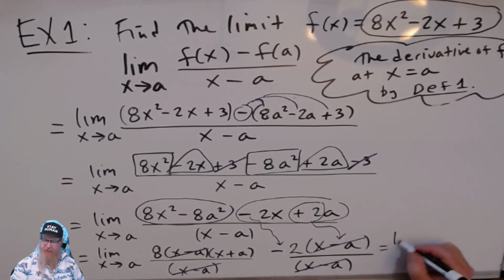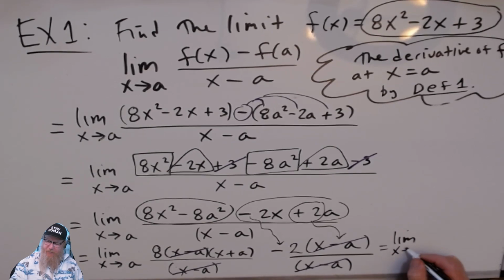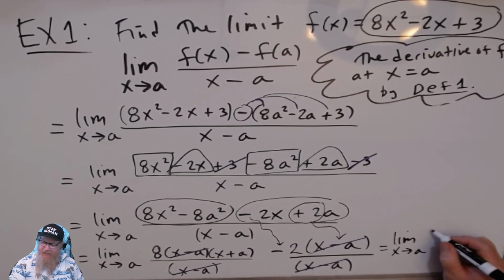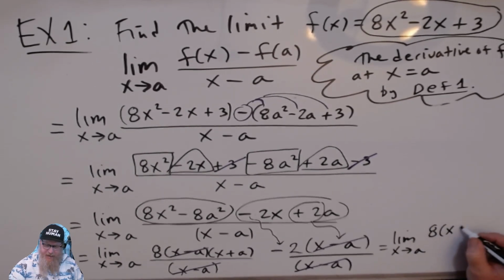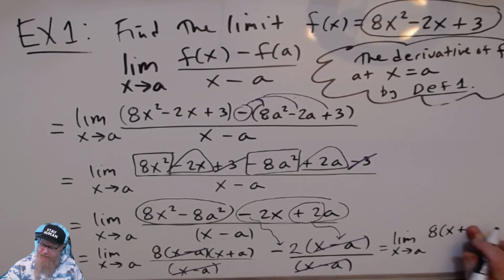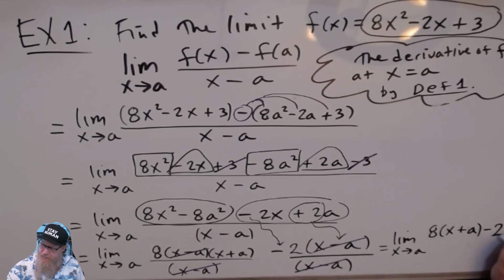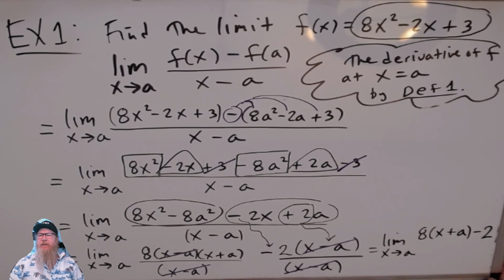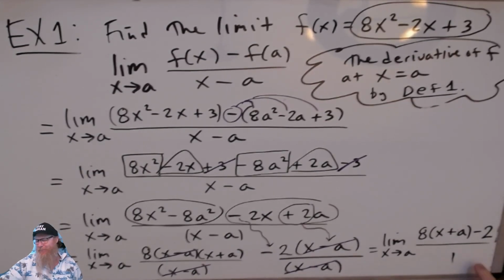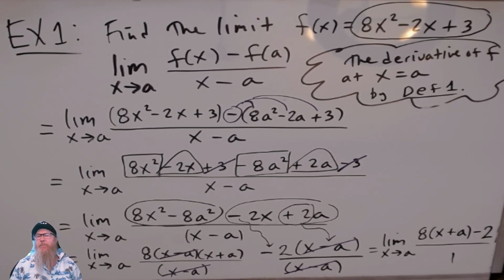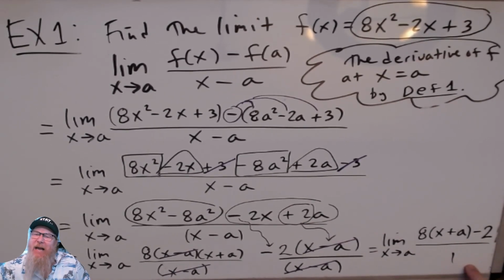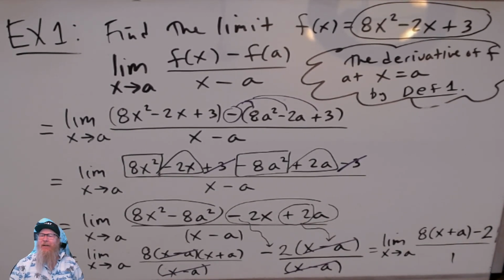So this is now the limit as x approaches a of 8x plus a minus 2. And the denominator is now a 1, which I generally won't write. I'm writing it in this example because it's example 1. Generally, I will just write the numerator.